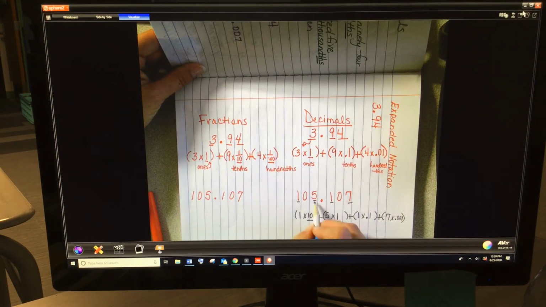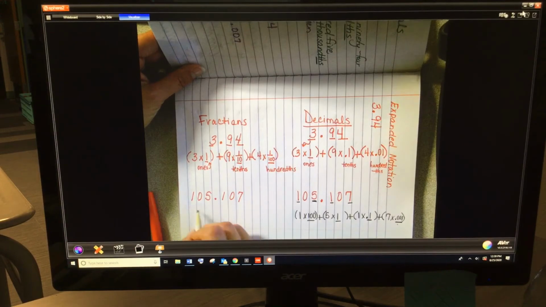So again, we found the first number to be in the hundredths place value. Our second number that's not a 0 was in the ones place value. The next number, the 1, was in the tenths place value, and ultimately then we found the 7 to be in the thousandths. So this is expanded notation with decimals.